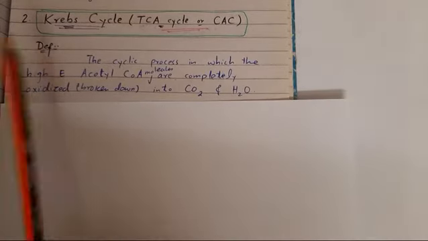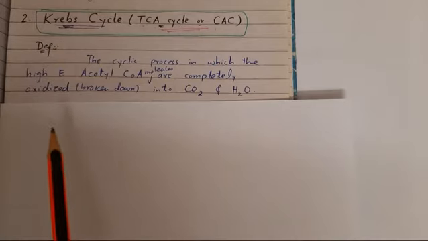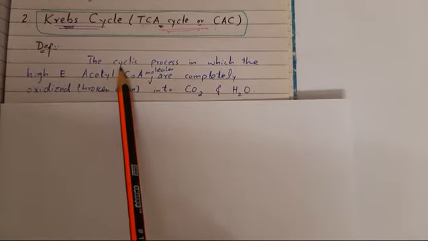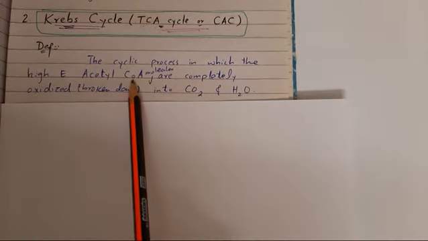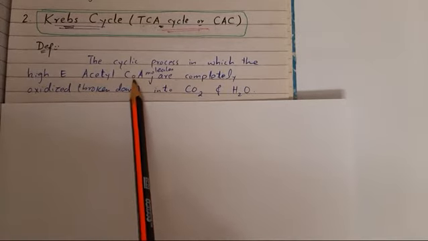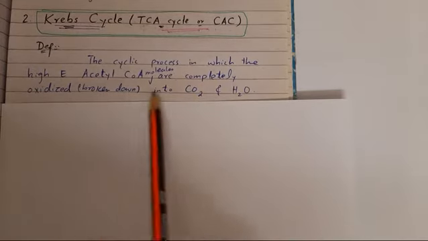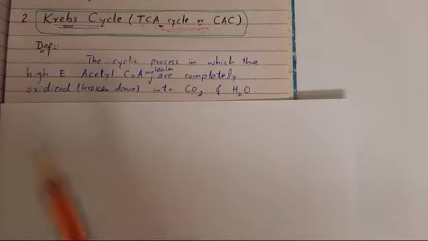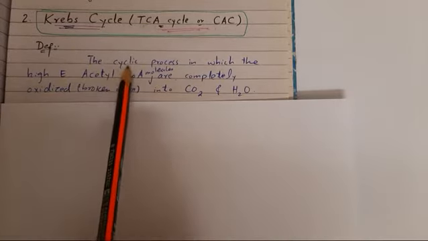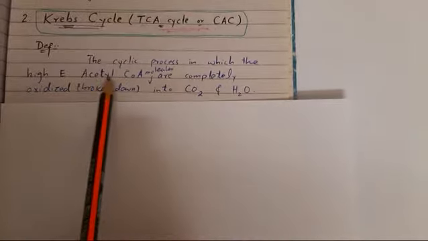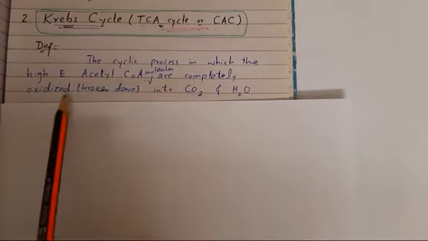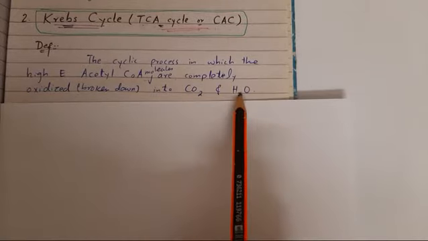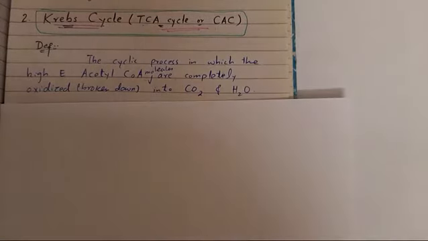Now coming into definition, we can define Krebs cycle as the cyclic process in which the high energy acetyl-CoA 2 carbon molecules are completely oxidized into carbon dioxide and water is called Krebs cycle.